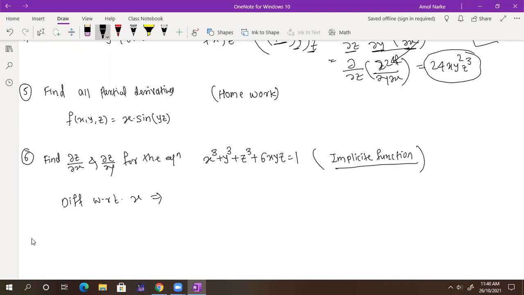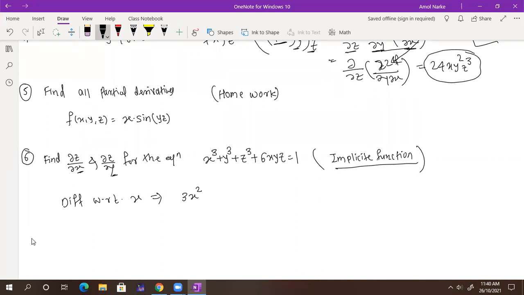3x squared plus, very good, 6yz. 3x squared plus 6yz. Tell me, what happened? Sir, 3x squared plus 3y squared dy by dx. No, dy by dx does not come into the picture because here they mention x and y are independent. Only z is dependent. So here you need to treat y as a constant.